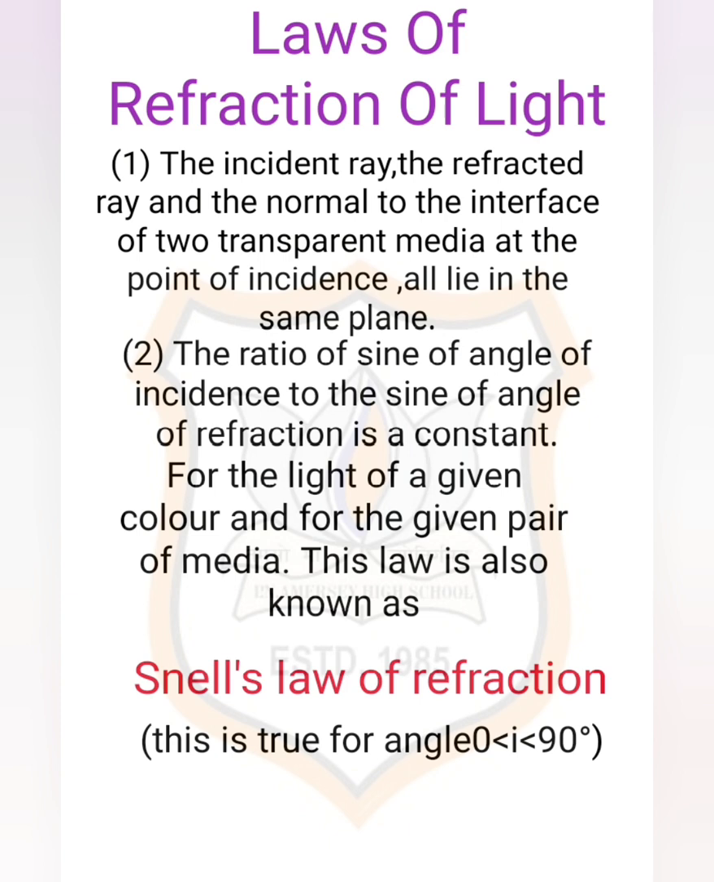And the second one, very important point, the ratio of sine of angle of incidence to the sine of angle of refraction is constant, for the light of a given color and for the given pair of media. This law is also known as Snell's law of refraction, only applicable when i is greater than 0 and less than 90. If i is the angle of incidence and r is the angle of refraction, then sin i upon sin r will definitely be constant. The constant value is known as refractive index.